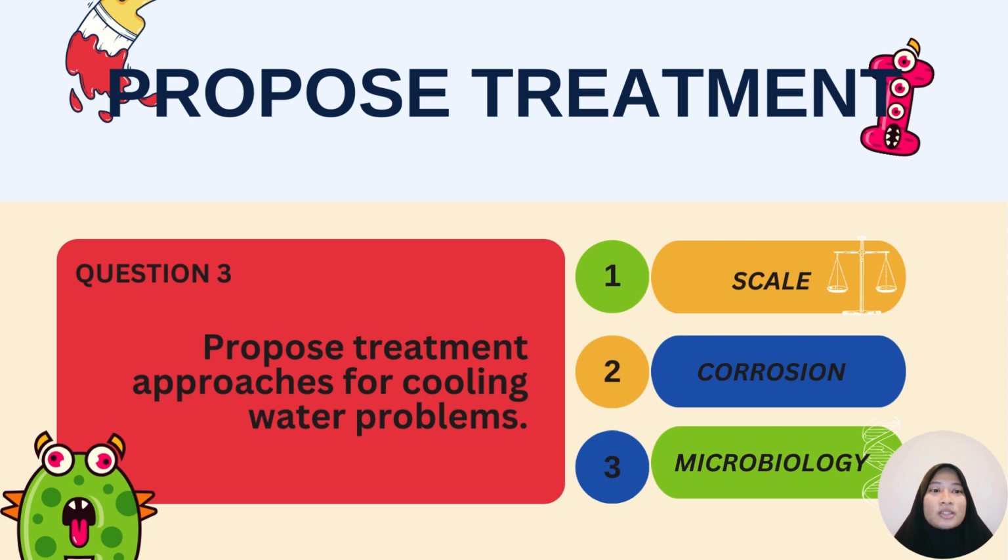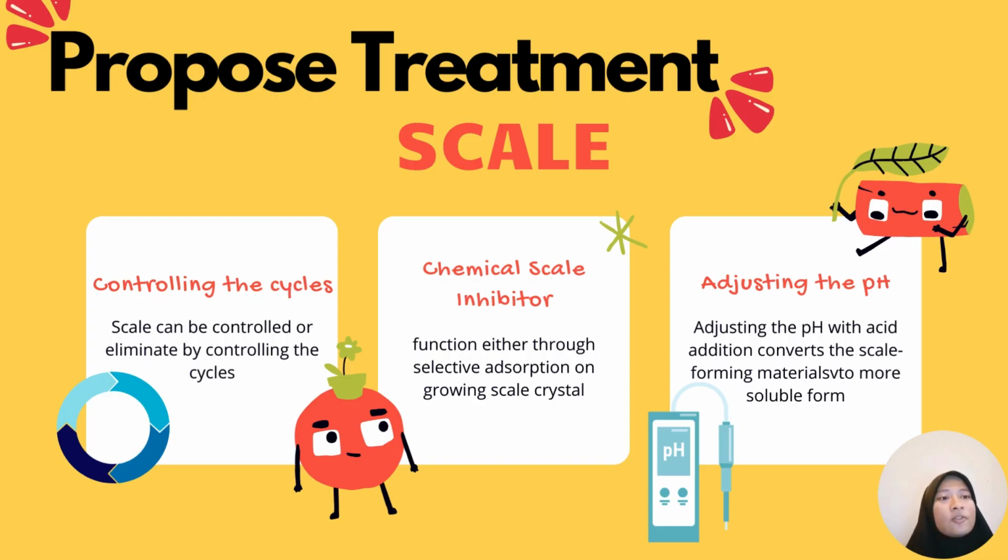Okay, for question 3, the proposed treatment approaches for cooling water problems are for scale, corrosion, and microbiology. The first proposed treatment is for scale. In scale, controlling the cycles: scale can be controlled or eliminated by controlling the cycles, which means the number of times that the replacement water or makeup is used.